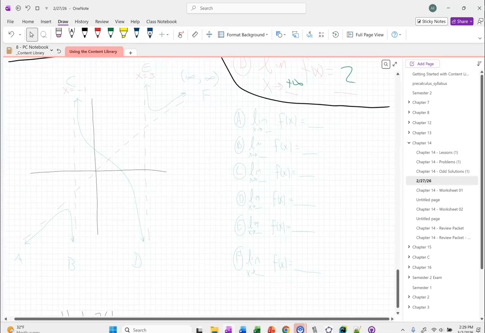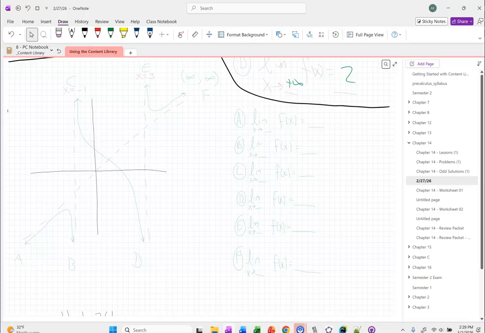One more end behavior example. Look at this crazy guy. How many end behaviors have we got here? 6. 6 of them. Ay caramba!